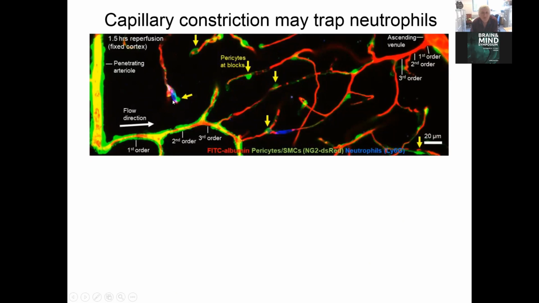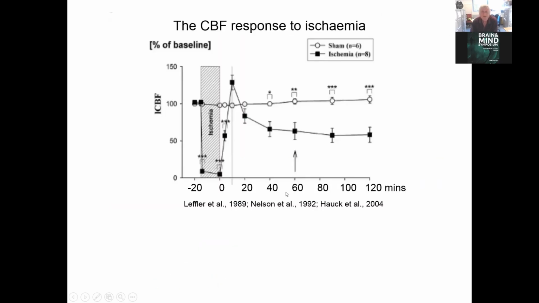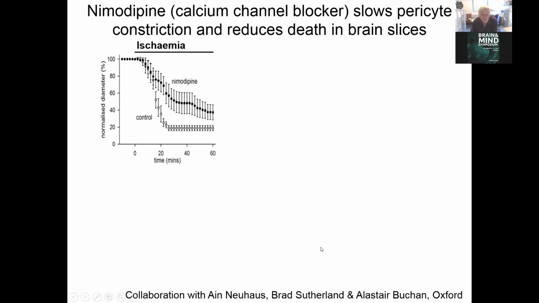And we think neutrophils have got stuck at the narrowing of the blood vessel which has been produced there, because the distance from the neutrophils to the pericytes is very low compared to the distance between the pericytes. So this long-lasting decrease of blood flow, we think, reflects the constriction and then the death of pericytes, which means that pericytes are a therapeutic target in stroke.